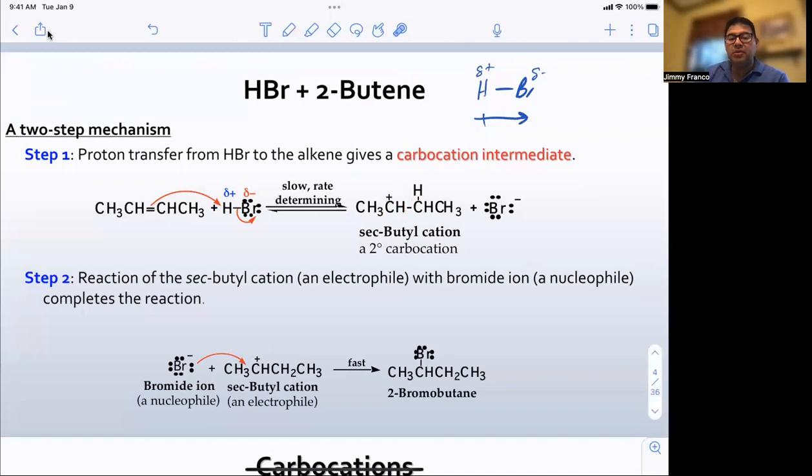Same idea in step 2. We want to take these charges and match them up. So we're going to push the electrons into the carbocation, and that's where we add the bromine. A negative charge is always going to push into a positive. So we're going to feed into that carbocation, and that's why the bromine adds.